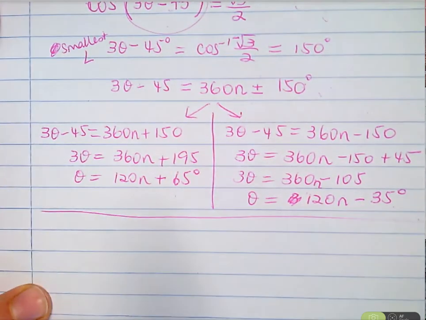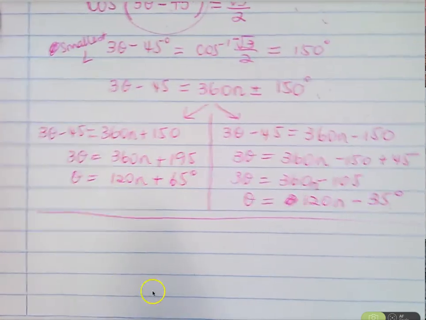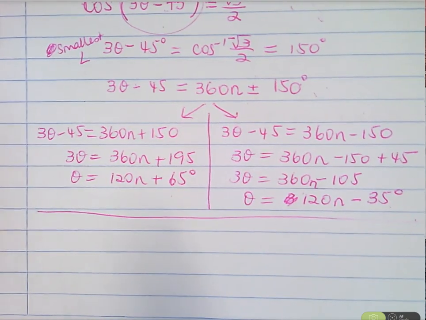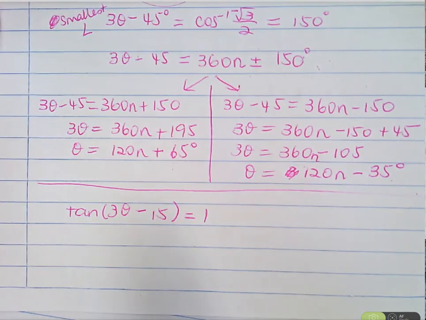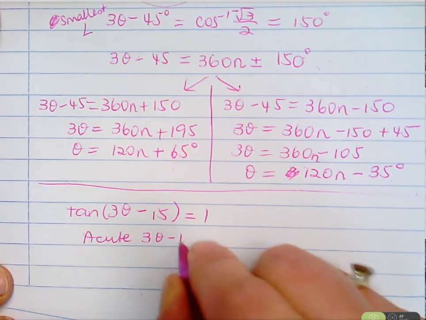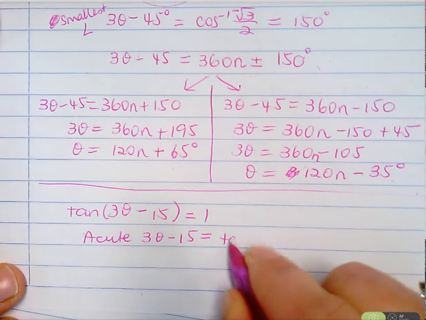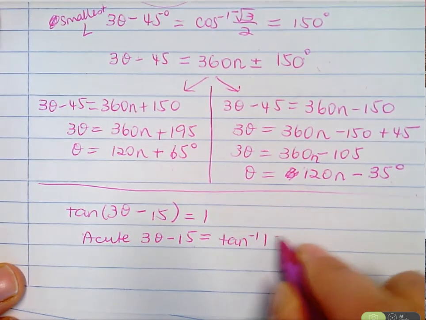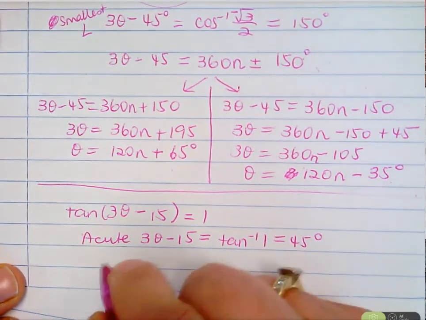I think it was tan 3 theta minus 15 is something. Tan 3 theta minus 15 is 1. What are you going to do? That smallest angle will be acute this time. 3 theta minus 15 is tan to the minus 1 of 1, which is 45. Yeah. So then you set up your thing.